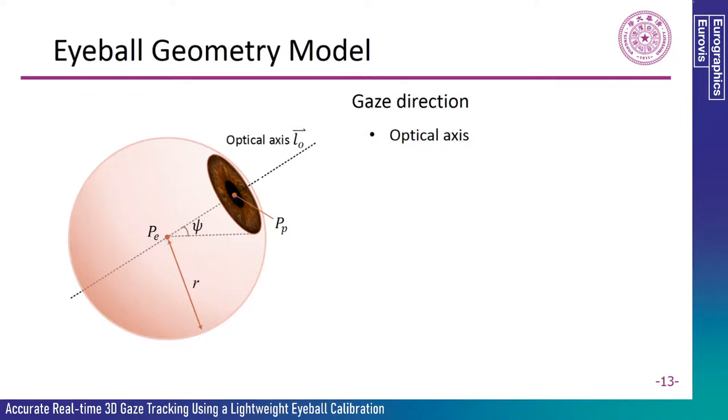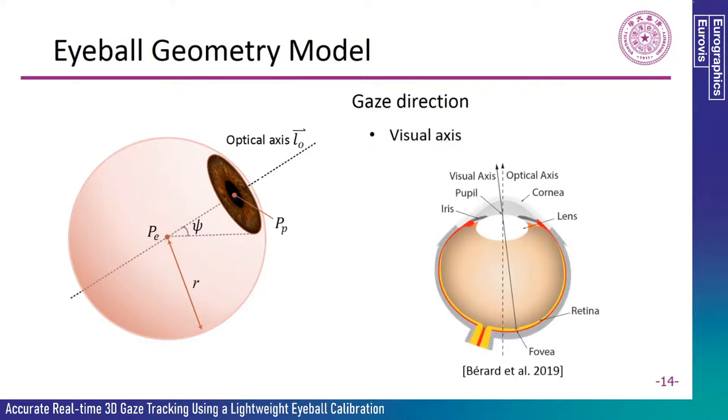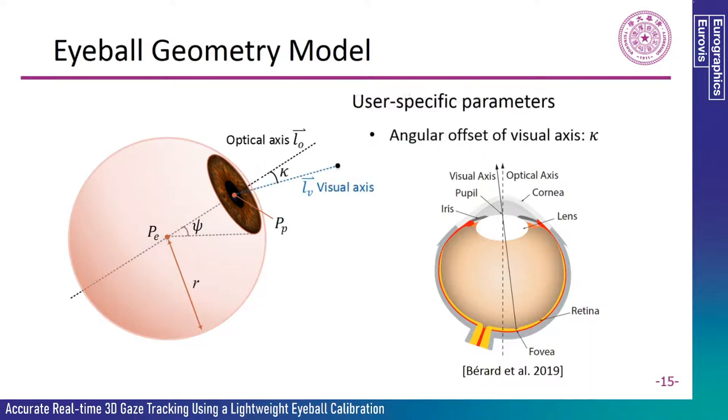Oftentimes, the optical axis is considered to correspond to the gaze direction. But actually, the gaze direction is collinear with the visual axis. It's not aligned with the optical axis, but originates from the fovea at the back of the eye, as described by Barrett et al. So in our model, the visual axis originates from the pupil center and deviates from the optical axis by kappa degrees.